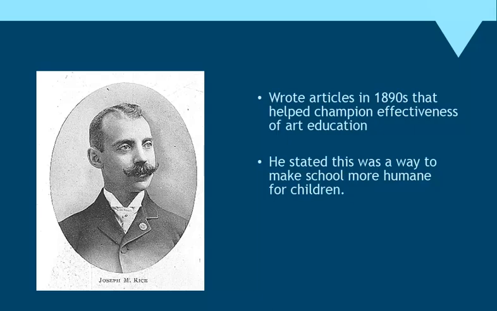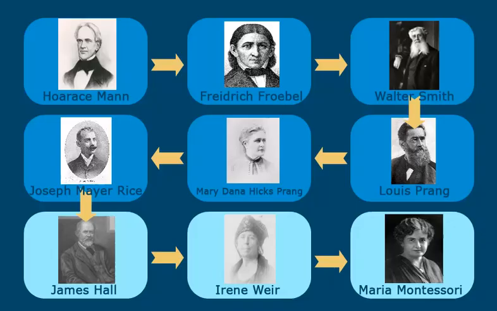There were a few Midwestern schools of note that demonstrated sympathy for the child and a desire to make children's lives happy and beautiful. The curriculum included progressive ideas about integrating art with the observable world and other subject matters in school. Rice wrote articles that were published broadly and helped to champion the effectiveness of art education as a way to make school more humane for children.